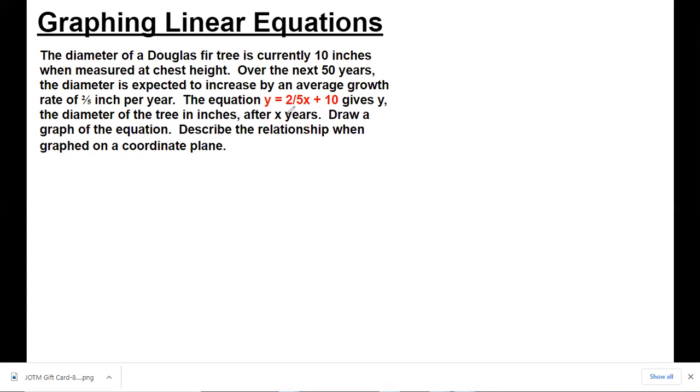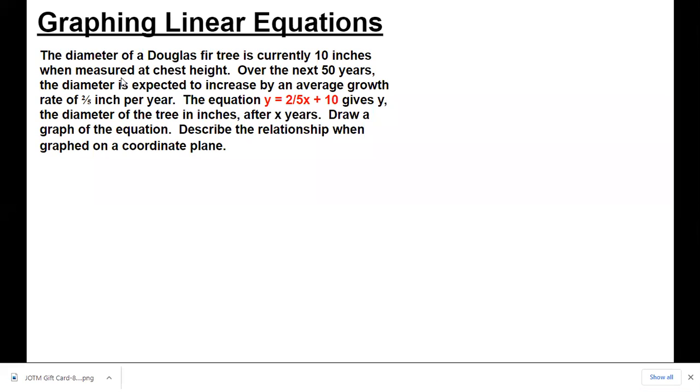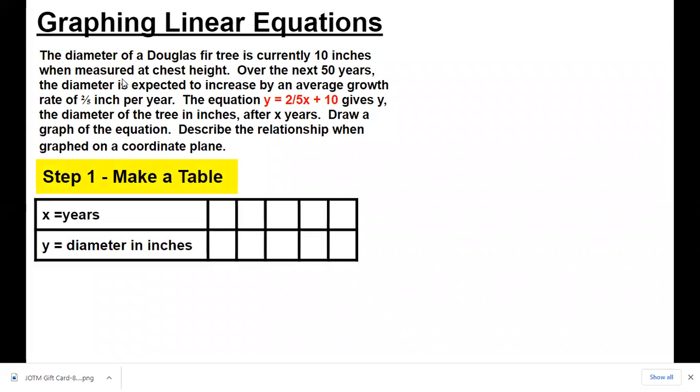So 2/5 here is your growth rate. 10 is where it started out. It's 10 inches to start with. Okay. Step 1, make a table. So we know how to do that pretty well now. We just plug in our numbers into our equation.